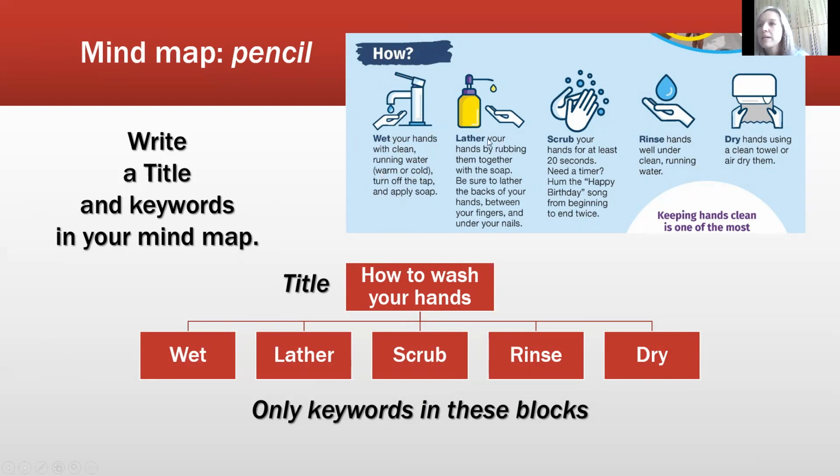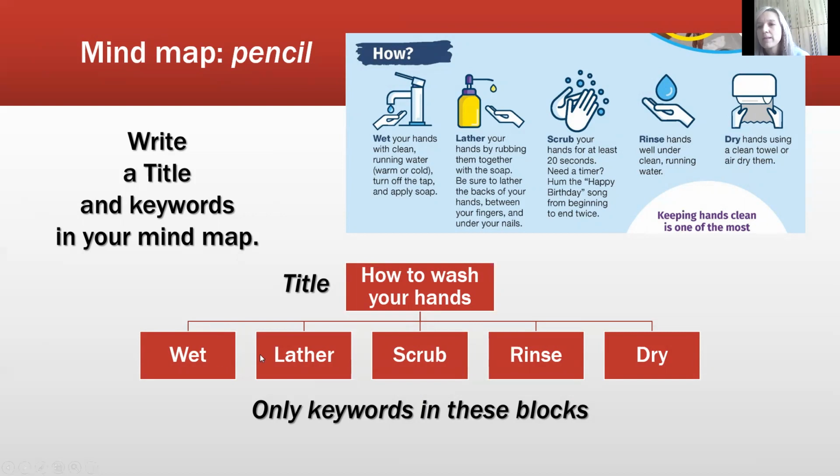The next step is lather by rubbing your hands together. Lather is when you take the soap and apply it to your hands and wash your hands and make sure that the soap is everywhere. That is lather. That's why lather is my keyword, because I'm going to write a sentence about lather. The next picture is scrub. That picture tells me how to scrub my hands, and that's why the word scrub is there, because that will be my third sentence. The fourth one, rinse, and the last one, dry.